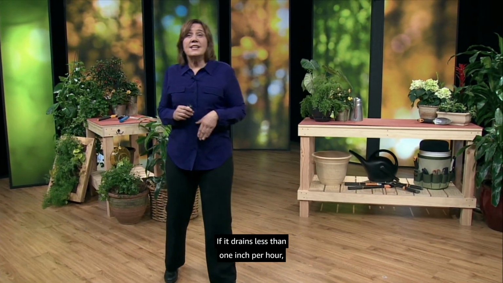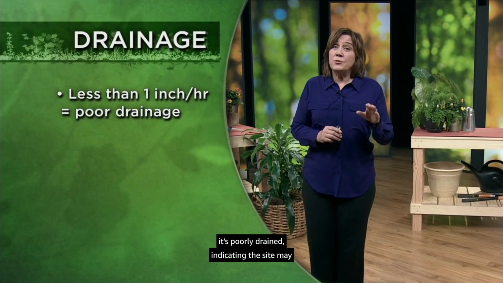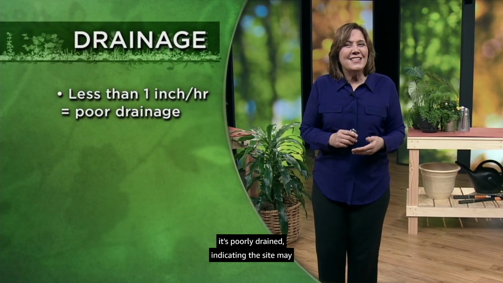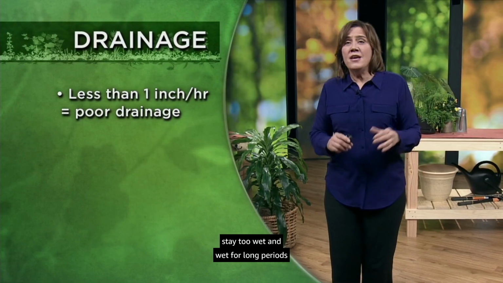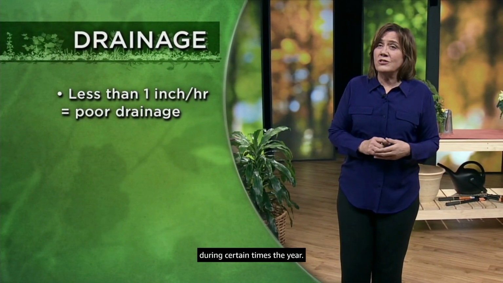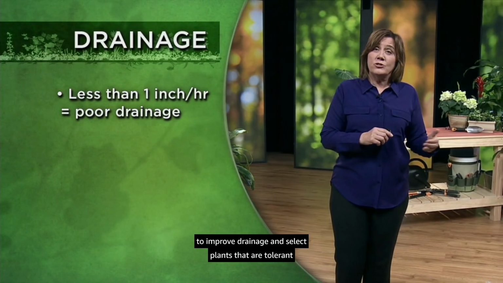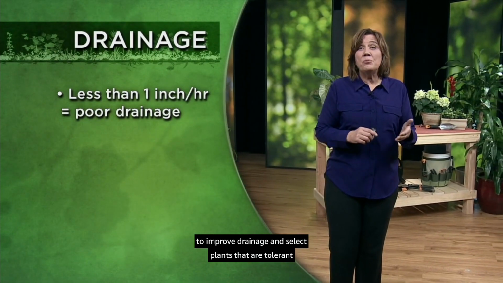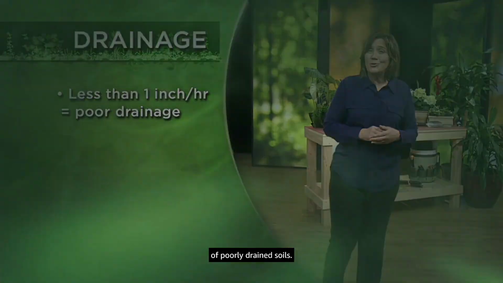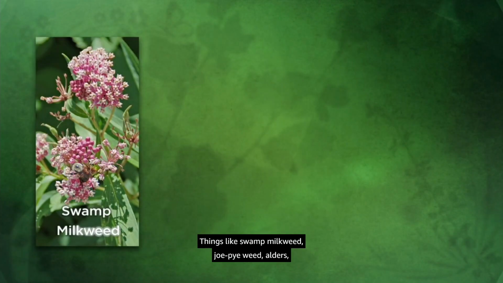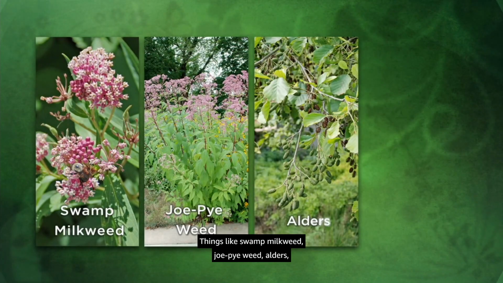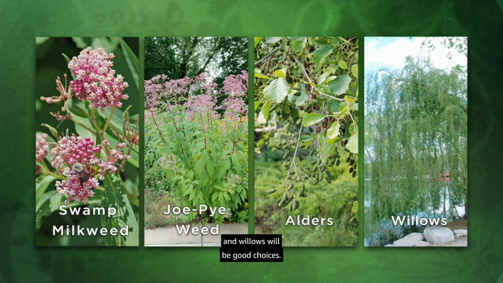If it drains less than 1 inch per hour, it's poorly drained, indicating the site may stay too wet for long periods during certain times of the year. You want to add organic matter to that soil to improve drainage and select plants that are tolerant of poorly drained soils. Things like swamp milkweed, Joe Pye weed, alders, and willows will be good choices.